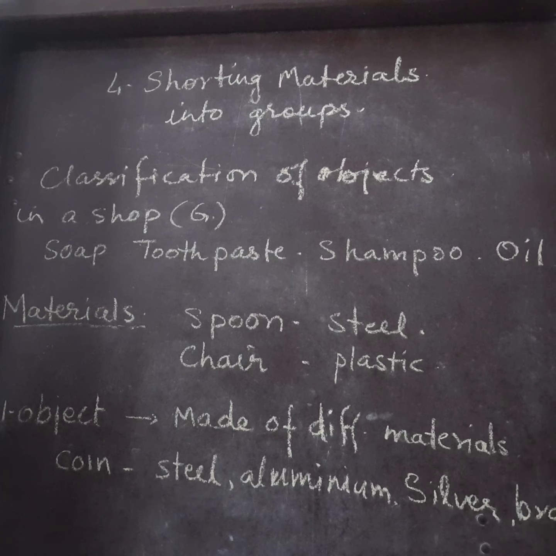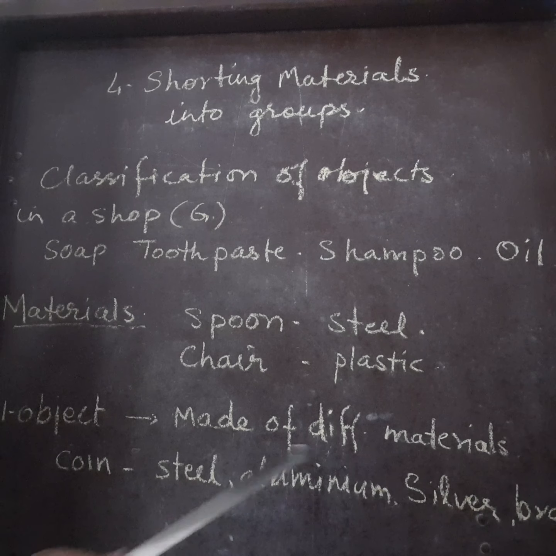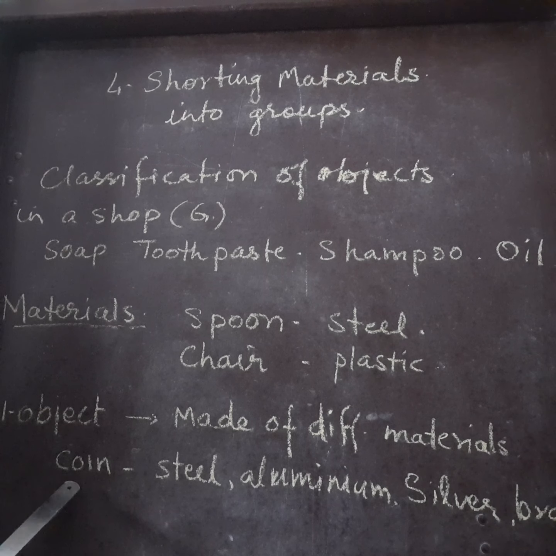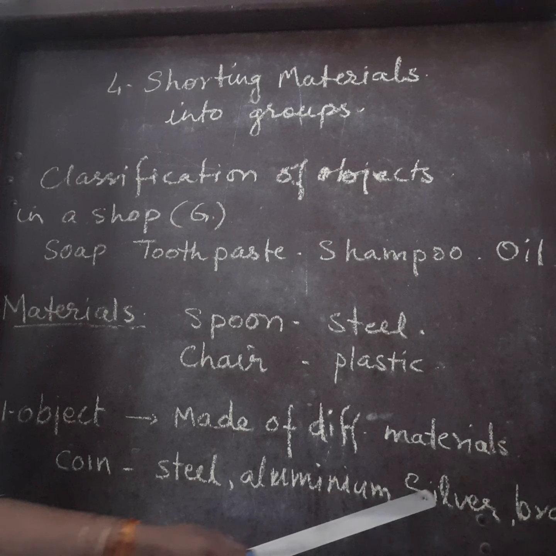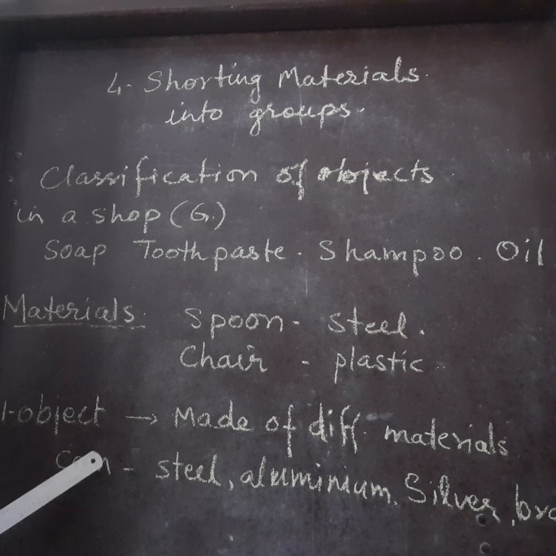So now next we come to different patterns, like we can see one object made of different materials. Like one example I am giving you. If we take the example of a coin, coins can be made of steel, coins can be made of aluminium, coins can be made of silver, and coins are also available in brass. So these are the different materials which can be used to make a single object, that is a coin.